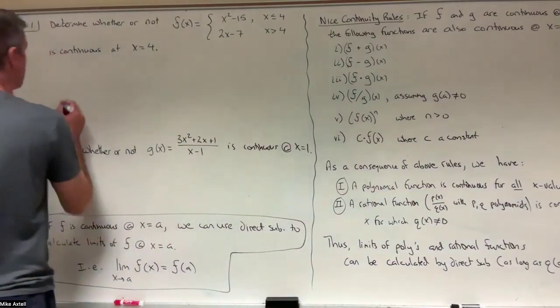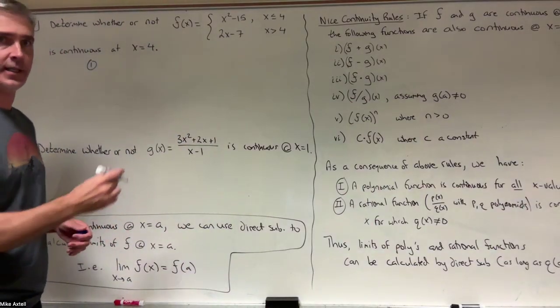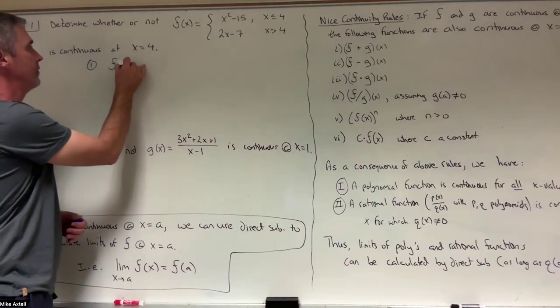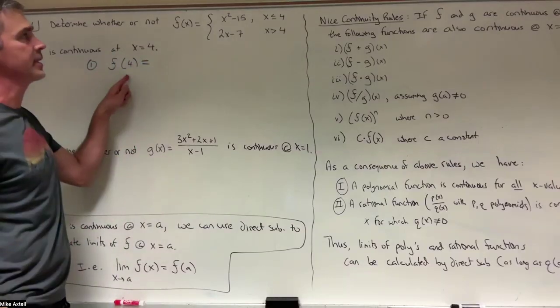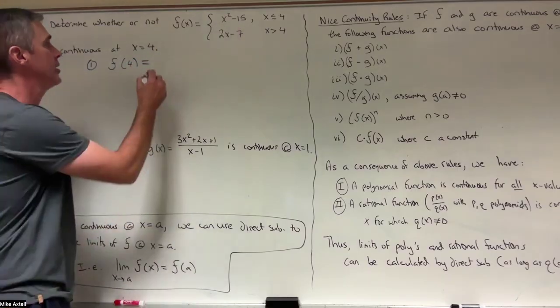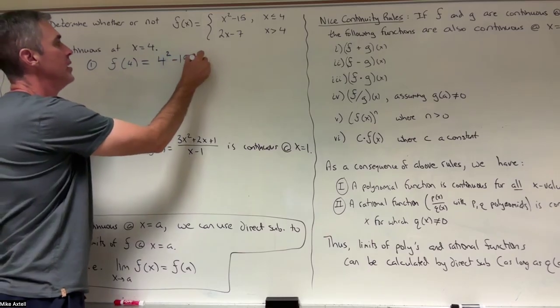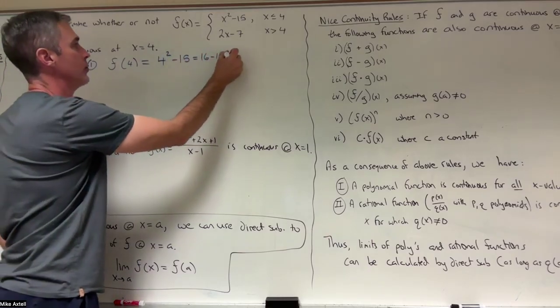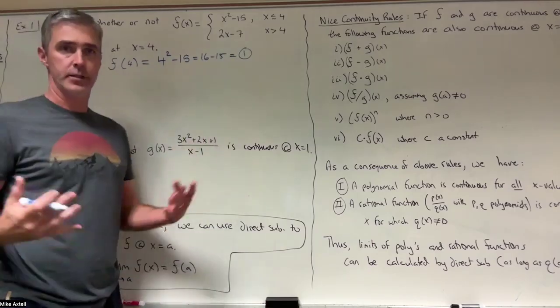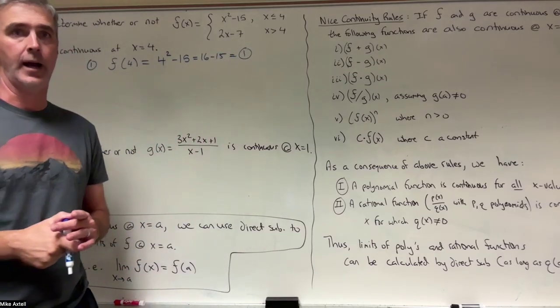Okay, so step one. f of 4 has to exist. So let's calculate f of 4. I'm plugging in x equals 4, so I'll be using the top piece of my piecewise defined function. That would be 4 squared minus 15. So I get 16 minus 15, which equals 1. Okay, so yes, I can calculate f of 4. I get a coherent output.